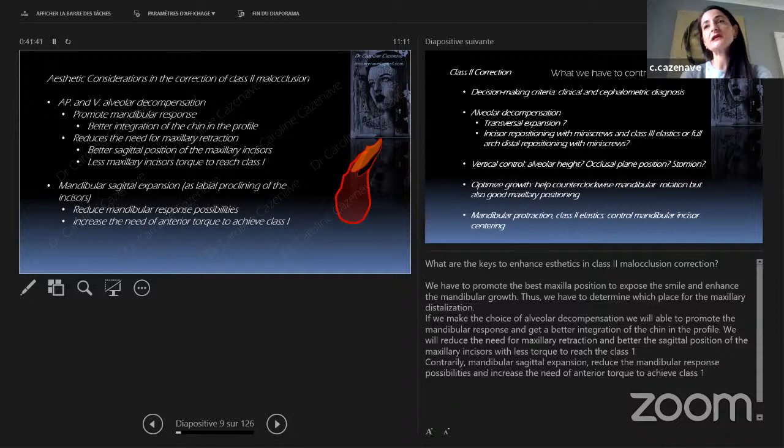Contrarily, mandibular sagittal expansion reduces the mandibular response possibilities and increases the need for anterior torque to achieve class 1.